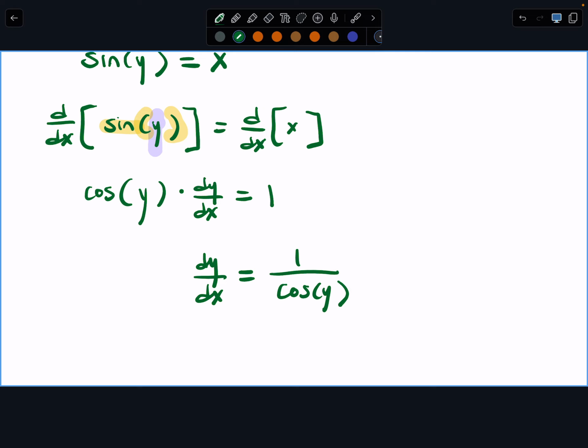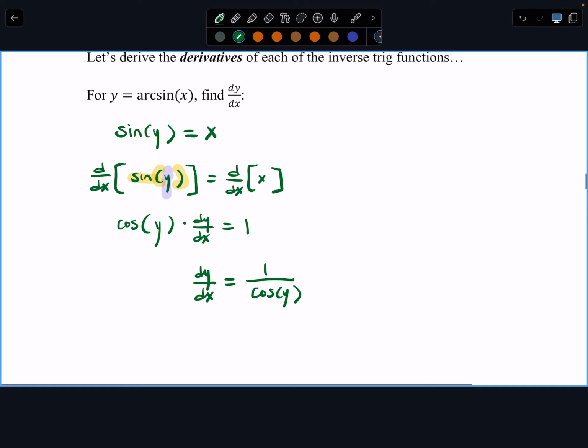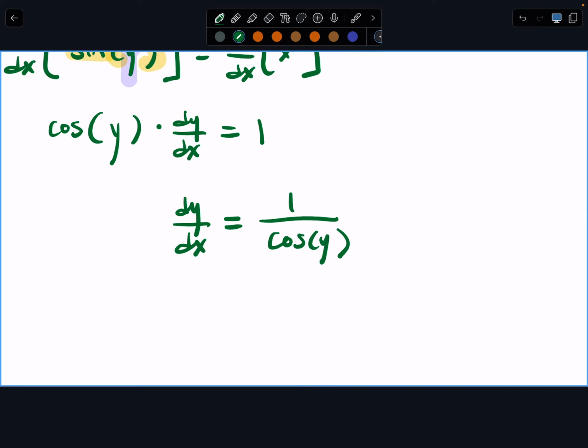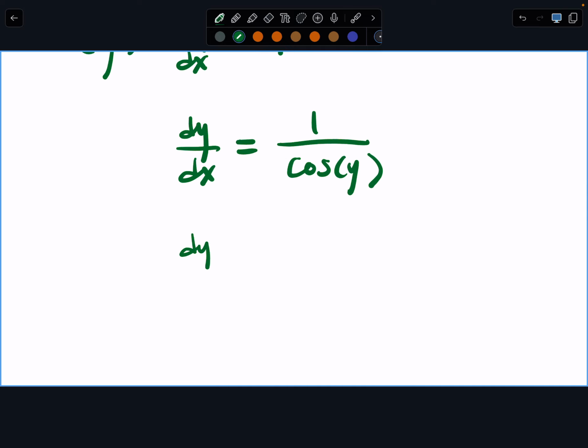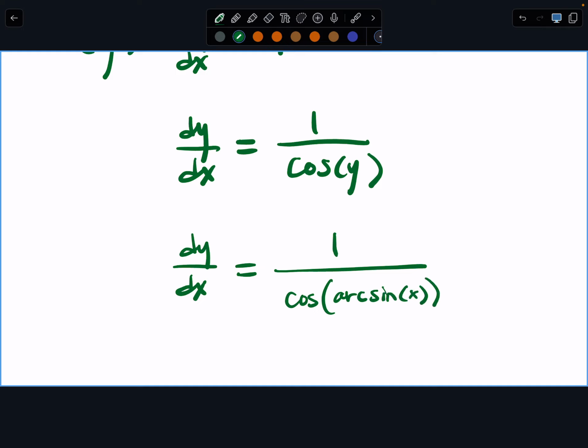This is the derivative, but it's kind of funky because in order to determine what the slope of the tangent line would be, you would be plugging in the value for y instead of x. Now, one equivalent form of this derivative could be thinking about replacing y, because what is y equal to? Arcsine of x. So one form that we could write this in is dy over dx is equal to 1 over cosine of arcsine of x.